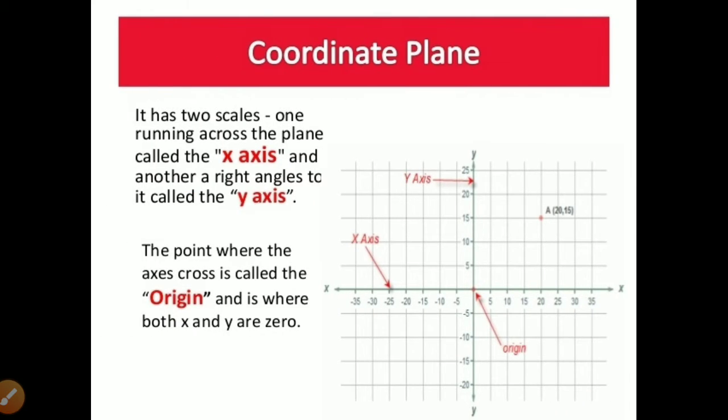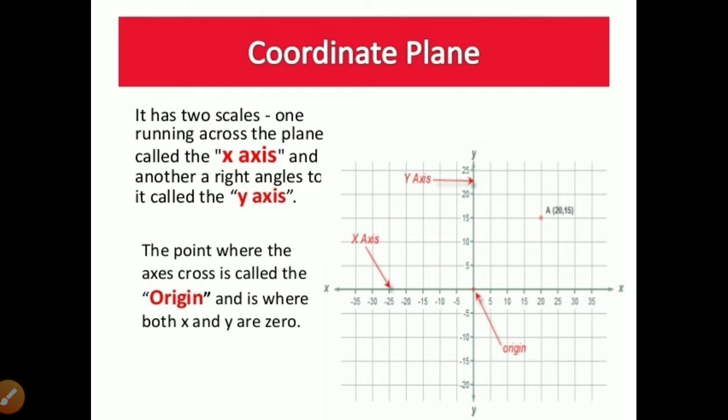Next is the coordinate plane. A simple plane where you get axes, the x-axis and the y-axis, is called a coordinate plane. It has two scales. You can see on the screen the two scales are mentioned here.